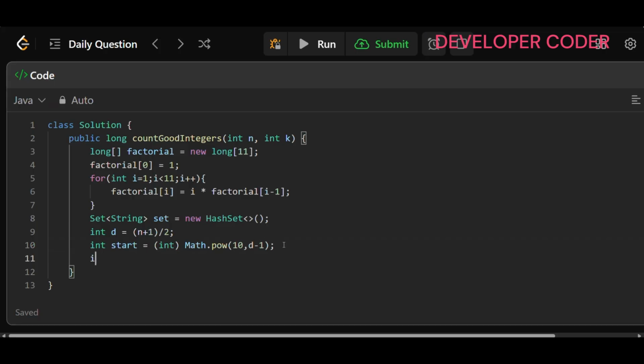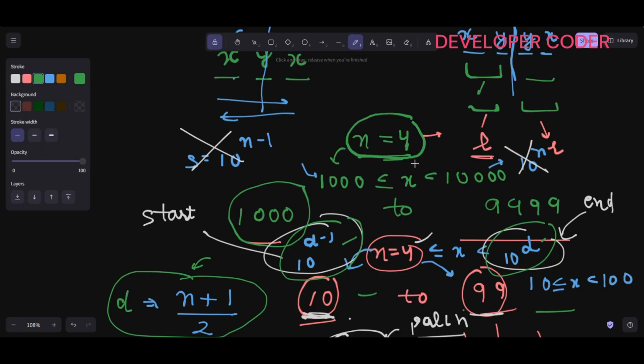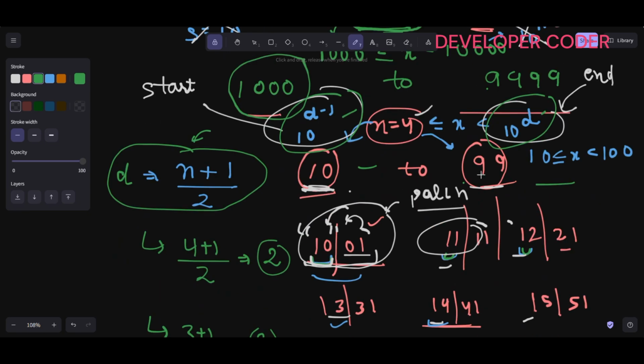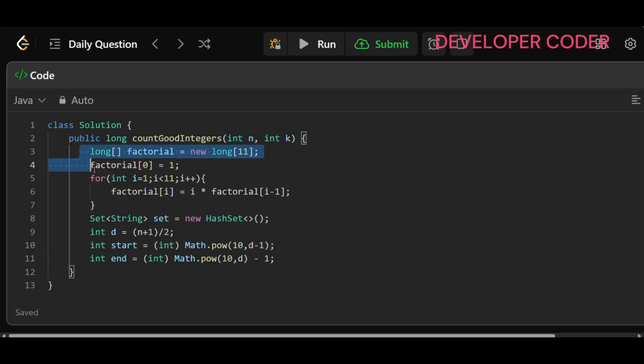And end the same way is equal to int, and here Math.pow. Here you have to write 10 raised to power d, and just subtract 1, because 9999 until here we need, right? We are taking this example 10 to 99, so 10 to d minus 1, and here 10 to d we are getting now, but we need not 100, we need 99. So in this 100 I subtract 1, that's the reason. I hope that you guys are clear until now.